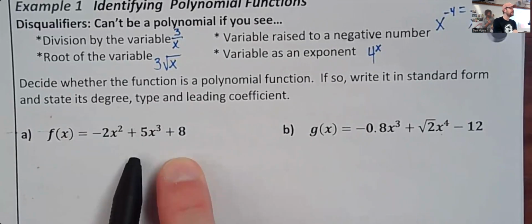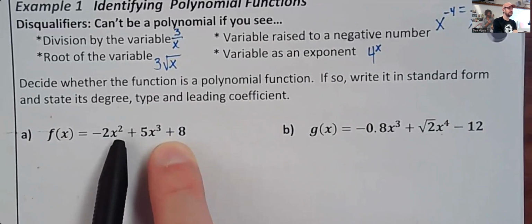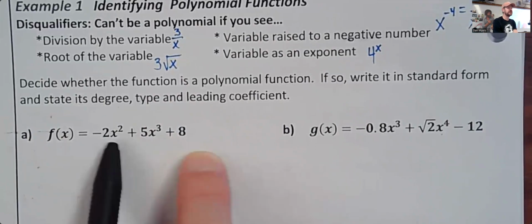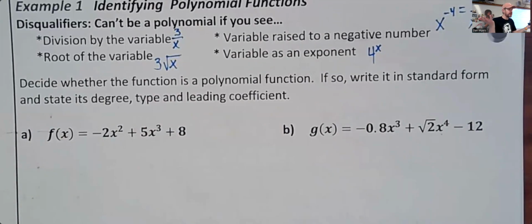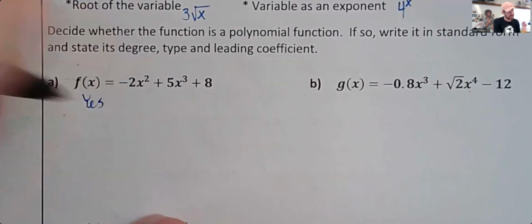So, is there anything disqualifying about A? Are we dividing by a variable here on A? No. Do we have any negative exponents here with the variable? No. Is the variable under a square root? No. Is the variable an exponent here? No. Okay, so polynomial, good. So this one is a polynomial, so we're going to say, yes, that is a polynomial.